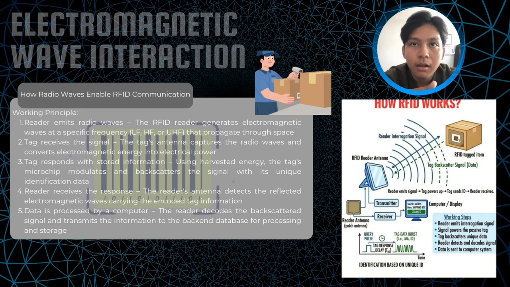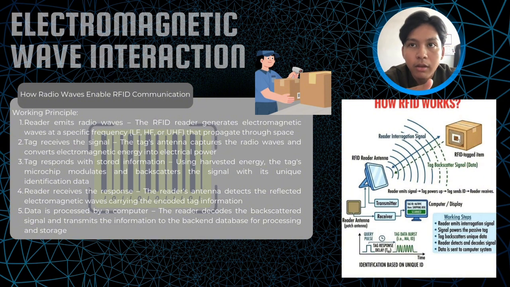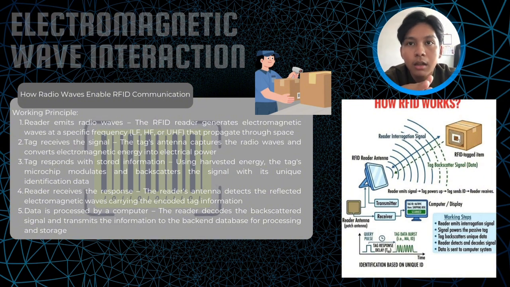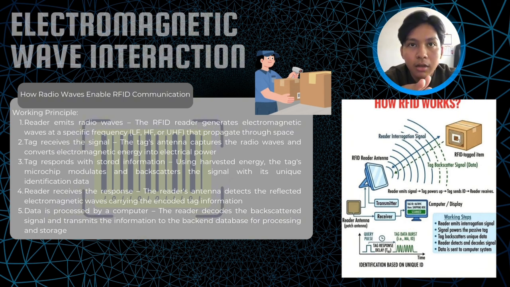Second, the tag receives the signal. When the tag's antenna captures this radio wave, it converts the electromagnetic energy into electrical power. Third, the tag responds with stored information. Using the harvested energy, the tag's microchip modulates and backscatters the signal, sending back its unique identification data.